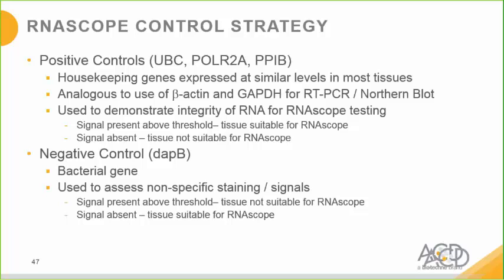If signal is present above a certain threshold, the tissue is suitable for RNAscope. However, if it is below the threshold, the tissue is not suitable for RNAscope. ACD developed a universal negative control probe targeting the DapB gene from a strain of Bacillus subtilis, a soil bacterium. The negative control is used to ensure that there is no background staining and that the tissue sample is appropriately prepared. If signal is present above a certain threshold, the tissue is not suitable for RNAscope. However, if it is below the threshold, the tissue is suitable for RNAscope.